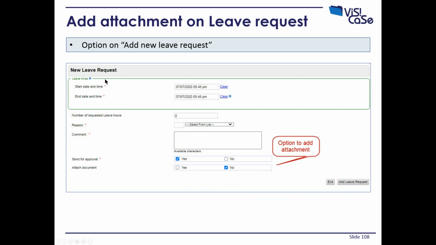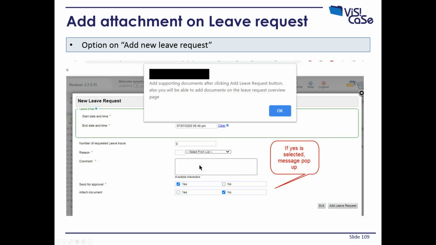So when you are creating a new leave request, once you select the option and click on yes, you will have the ability to attach the documents over here. You will see a pop-up message like this, add the supporting documents. Once you click on OK, the attachment section will appear, and you can simply drag and drop if you want to add any items, images.